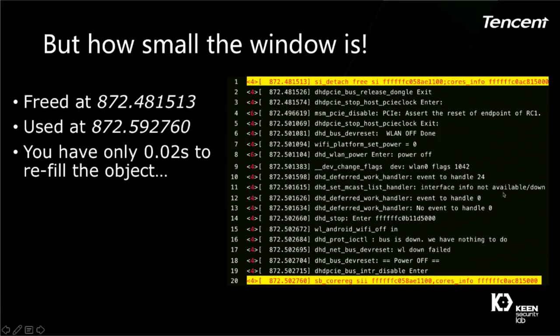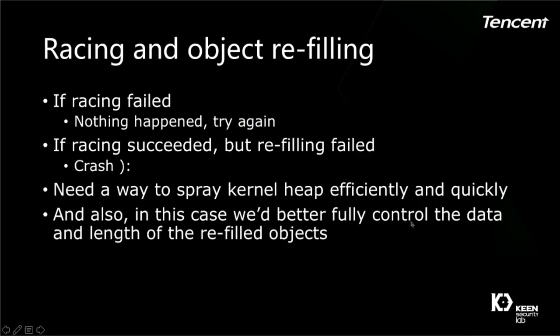Since it's a use-after-free due to a race condition, we need to care about the window. You can see that the window is quite small. I have already added some printk logs in the kernel, so it can tell you when the object was freed and when it was reused. In fact, the attacker only has 0.02 seconds to refill the object and execute code in the kernel. So the object refilling is a big challenge.